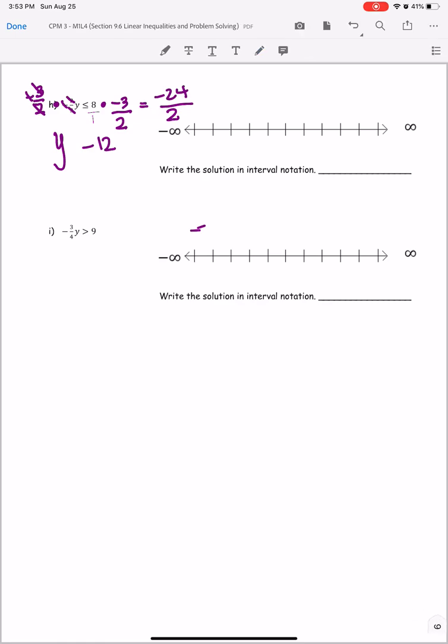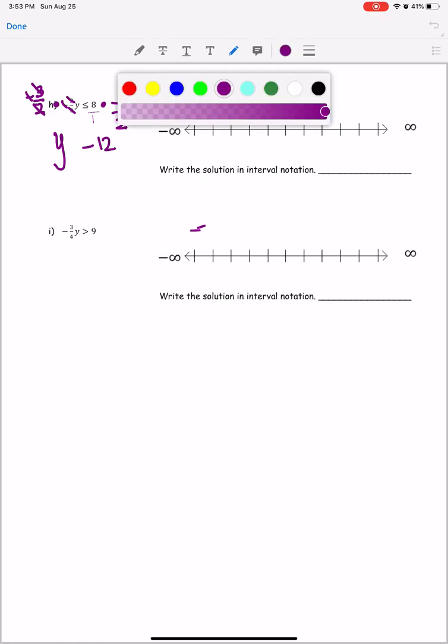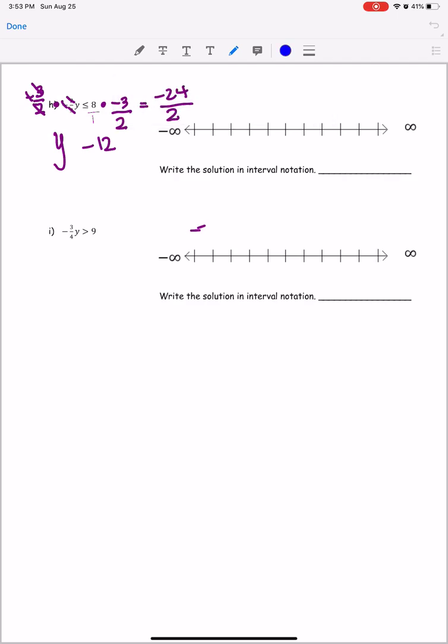So now we've just got to figure out, what am I going to do with this symbol? Does it stay or do I need to flip it? Well, because I am multiplying by a negative number, that means we do need to flip this symbol. So this becomes y is greater than or equal to negative 12.